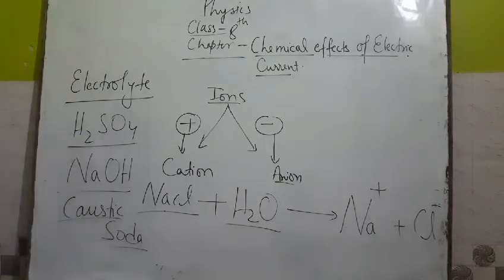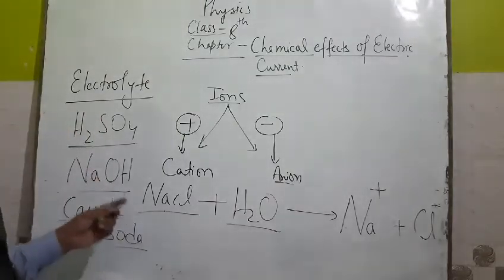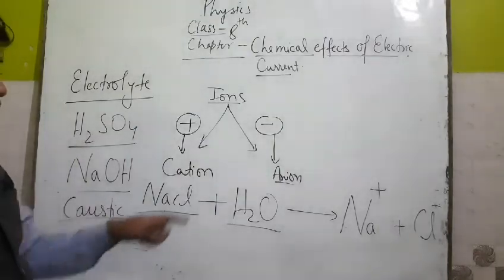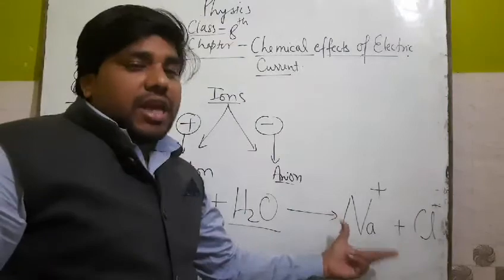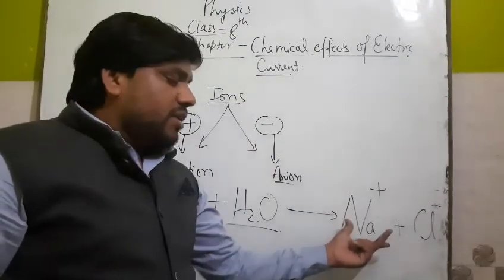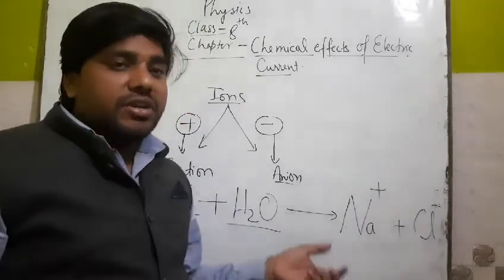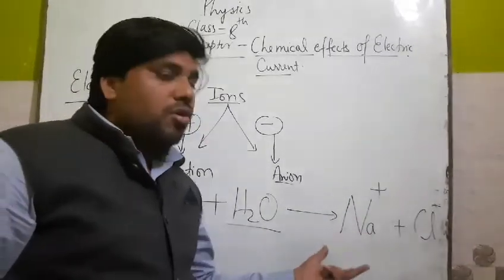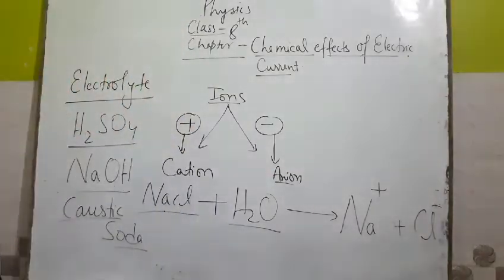These are some electrolytes. When dissolved in water, they form ions, cations and anions. And these cations and anions are charge carriers. Due to these charges, the electric current can flow, or simply we can say that the current can be carried by these charges. Understood? Okay.